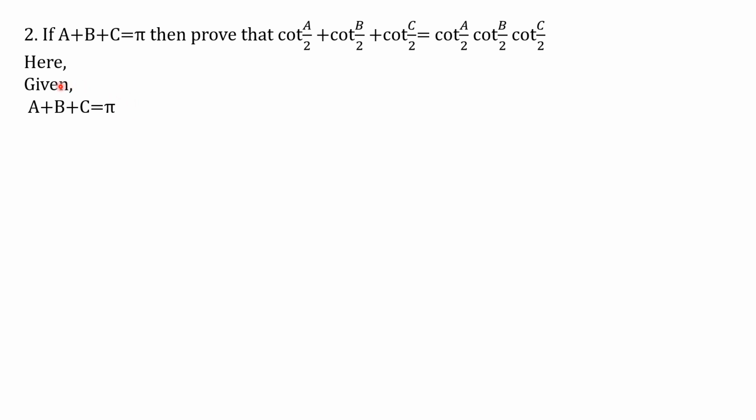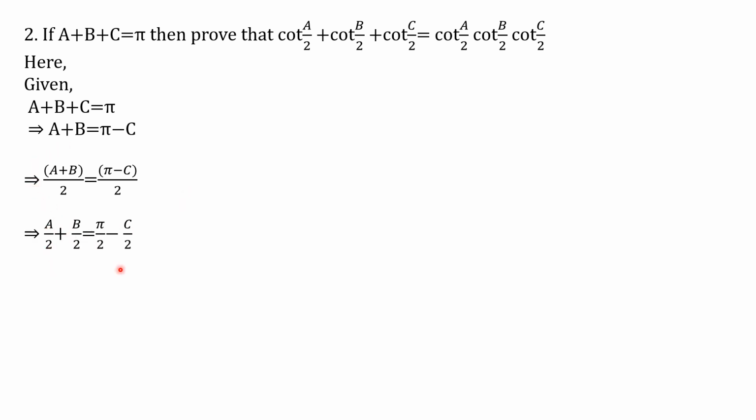Again, out of these three angles, we will take one angle to the other side. I will take c to the other side to get a plus b is equal to pi minus c. And then we will divide both the sides by 2. Why are we dividing both the sides by 2? Because you can check here we need a by 2, b by 2, c by 2. Means all the angles are divided by 2. So to get 2 in the denominator, we will divide both the sides by 2. So I hope this is clear to you.